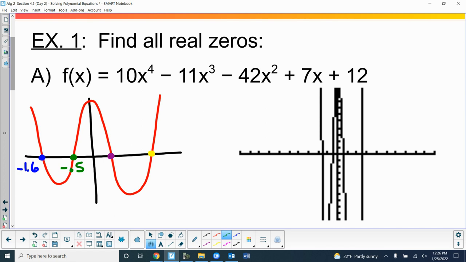The calculator's finding these for us, okay? You find the purple one right now on your own. See what you get.